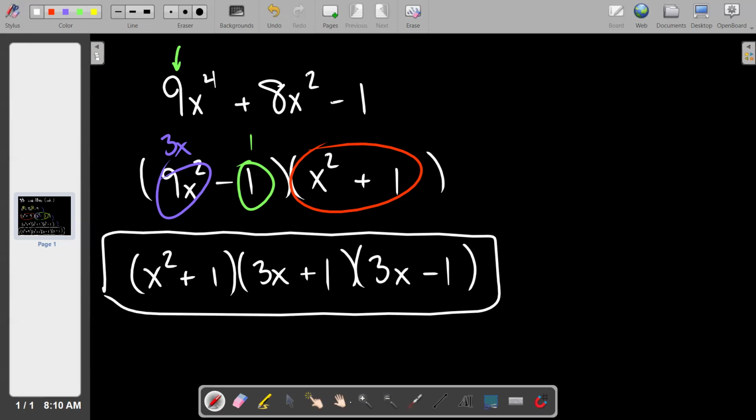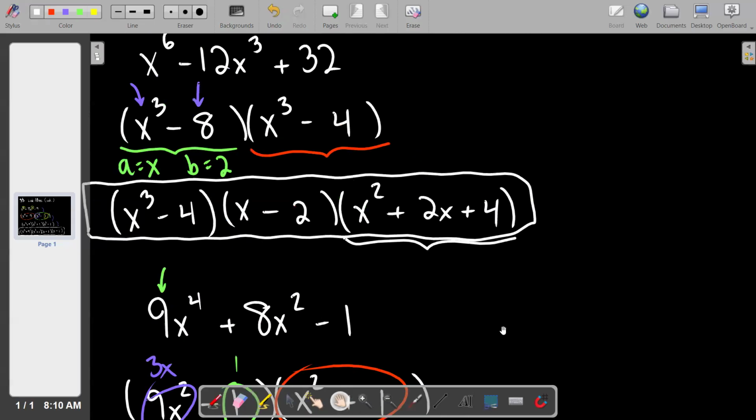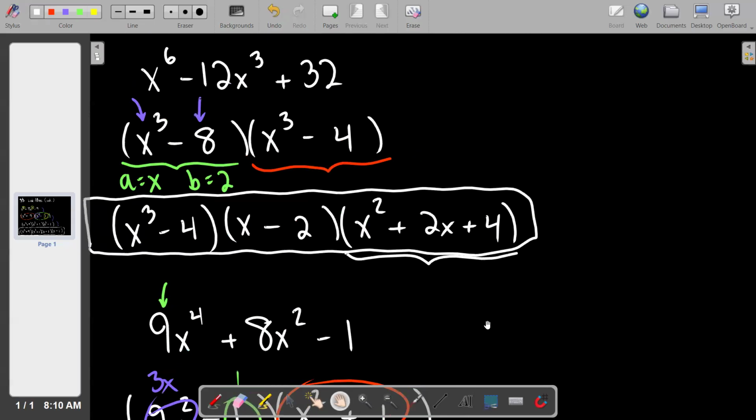How did we get 2x? Because the middle term of the long set when you factor cubes is always AB, and x times 2 is 2x. Okay. Got it? All right.